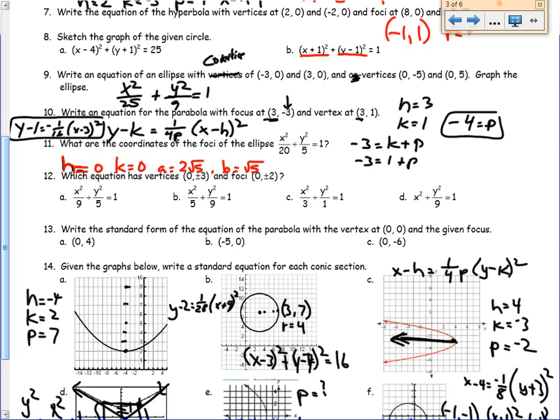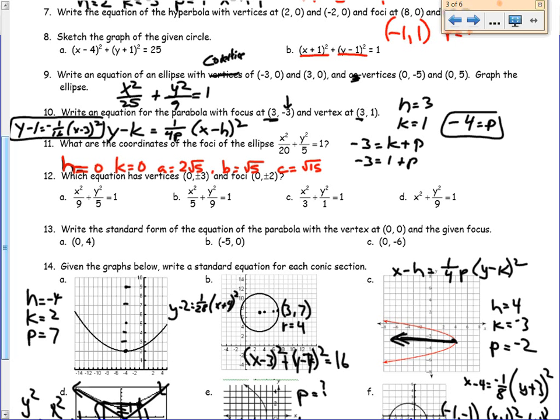20 minus 5 is 15, so C is the square root of 15. This asks for the foci, so it's H plus or minus C. The reason I know it's H plus or minus C is because 20 is underneath the X. Again, guys, you need to look back at your characteristics of conic sections Google document. If you don't know what it's supposed to look like, go to my web page. It shows you all this stuff and how you deal with it.